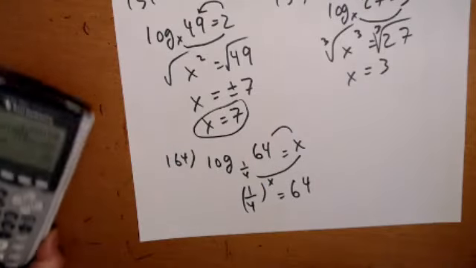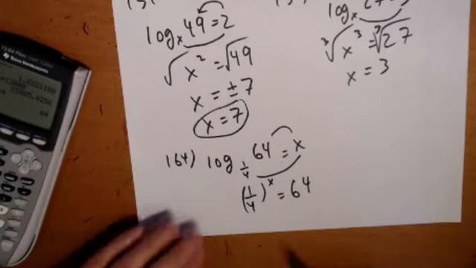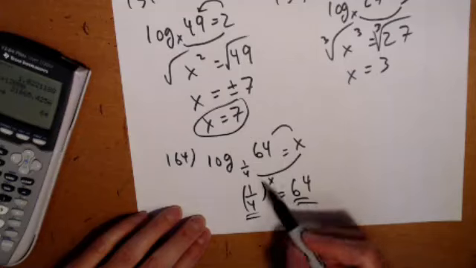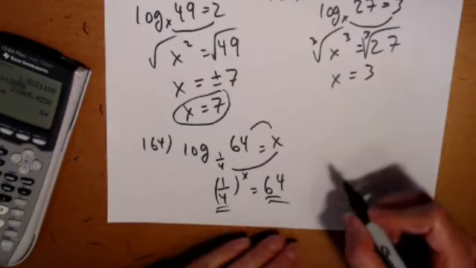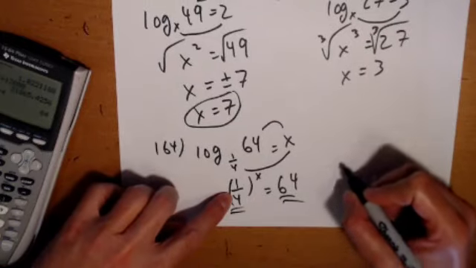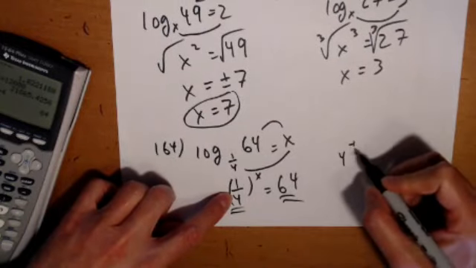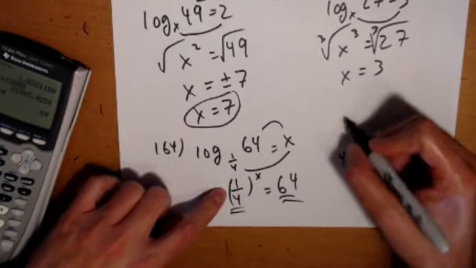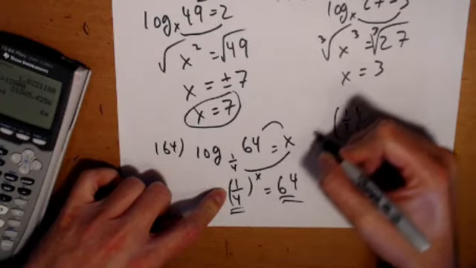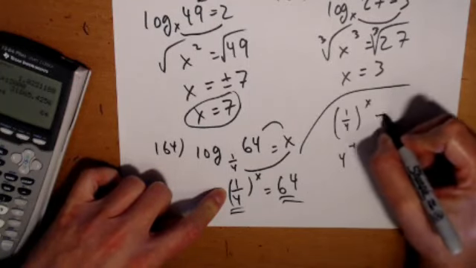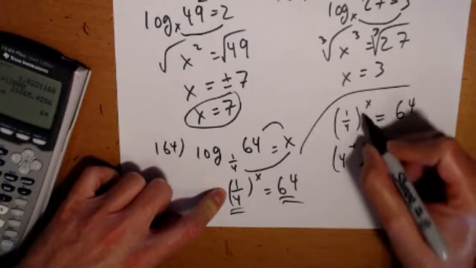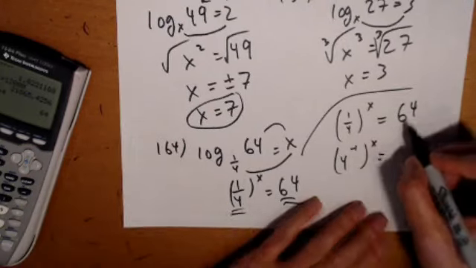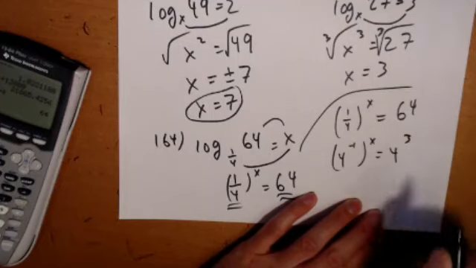Aha! So tell me if this makes sense. Remember, if we can get the bases the same, the problem is the exponent's up in the air. So what if we rewrite this? 1/4, isn't that 4 to the minus 1? So 1/4 is just 4 to the minus 1, and then it's all to the x. And then 64 is 4 to the third.